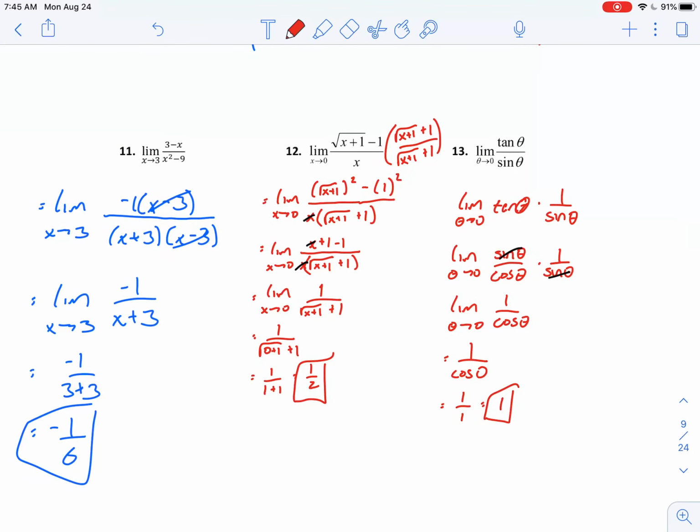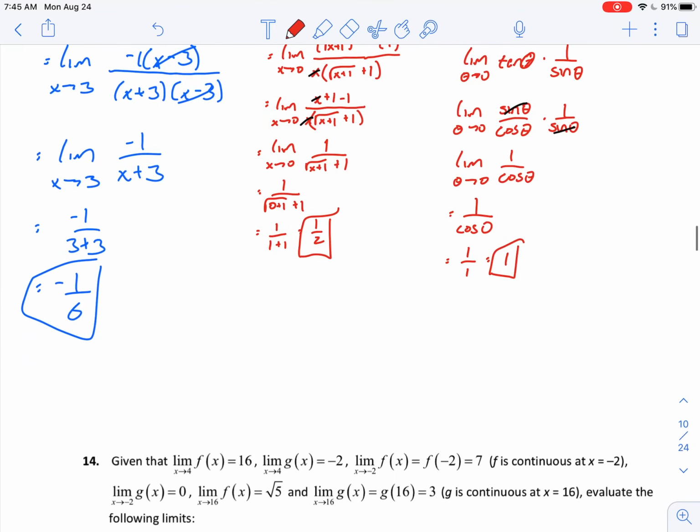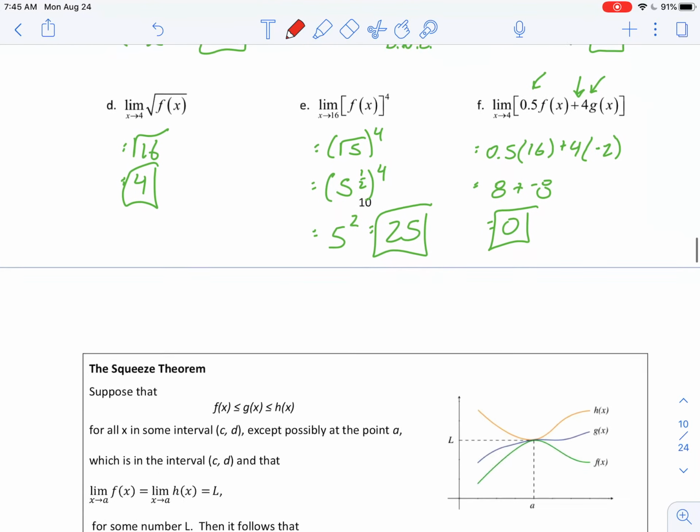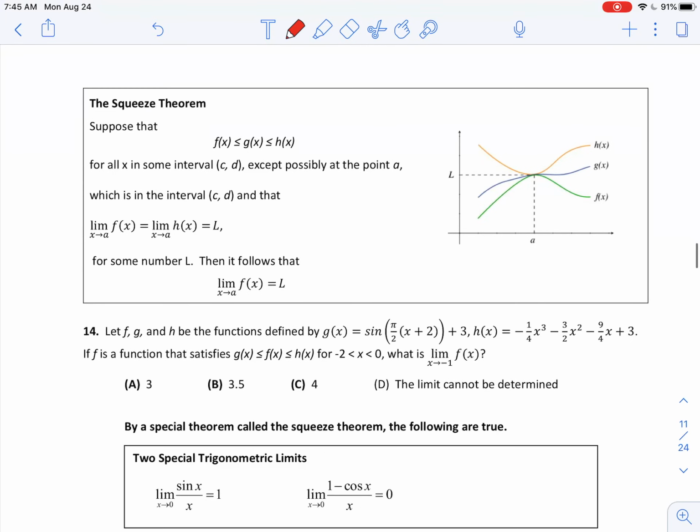All right, a lot of work there. We're going to practice on these for a couple days. Talked about this, and we will do the squeeze theorem actually in the next lesson.